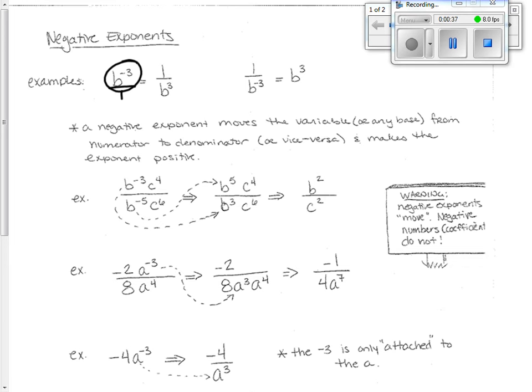And the same thing happens when I look here. I've got a b to the negative third in the denominator. So if it's in the denominator and it's negative, it goes to the top of the fraction and becomes positive.